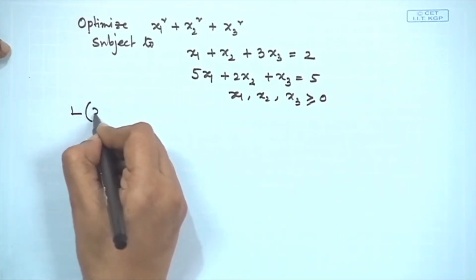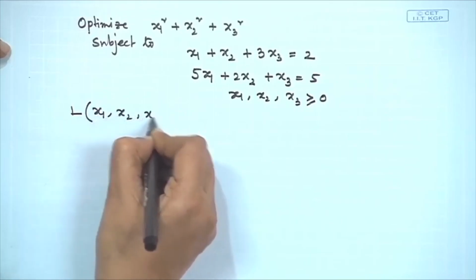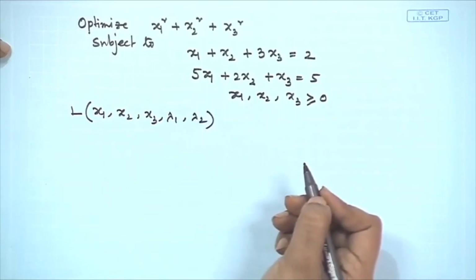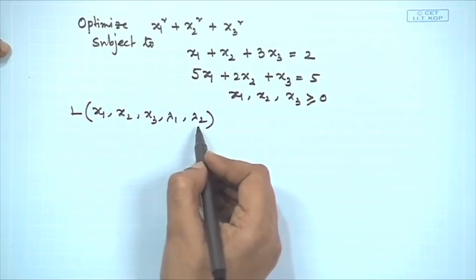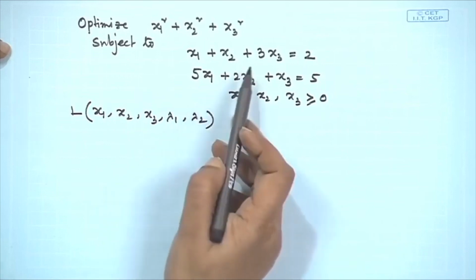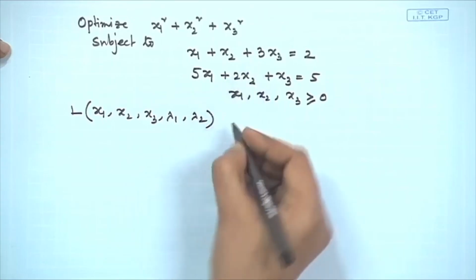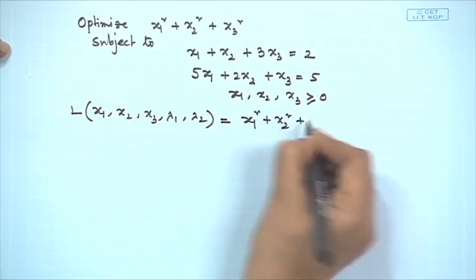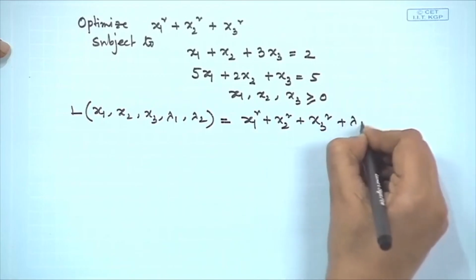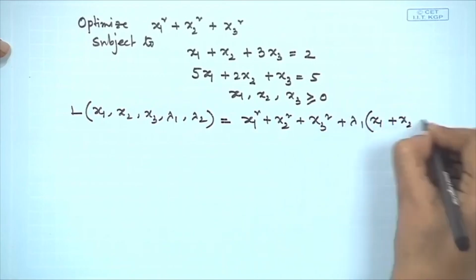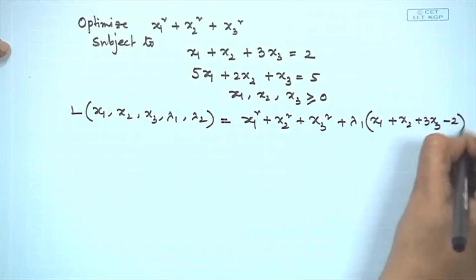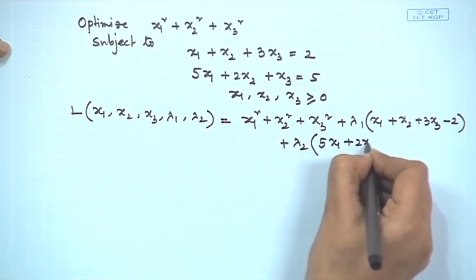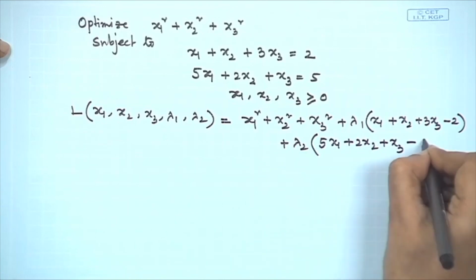The Lagrange function would be a function of the decision variables and the Lagrange multipliers as well. We have two Lagrange multipliers here, lambda 1 and lambda 2. Lambda 1 is attached to the first constraint, lambda 2 is attached to the second constraint, and the Lagrange function would be x1 square plus x2 square plus x3 square plus lambda 1 times (x1 plus x2 plus 3x3 minus 2) plus lambda 2 times (5x1 plus 2x2 plus x3 minus 5).